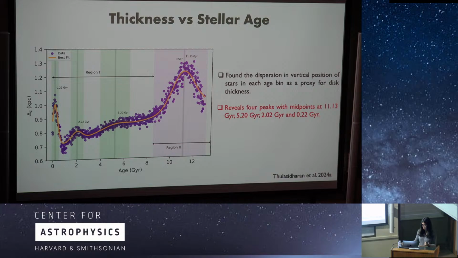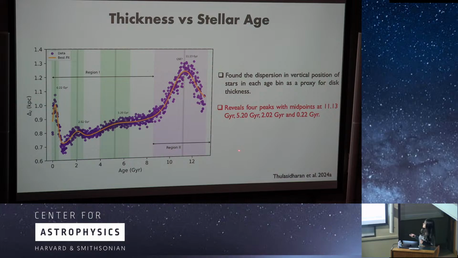And once we have the sample ready, we divide the ages into bins, and for each age bin, we calculate the vertical dispersion of position of the stars as a proxy for disk thickness, and we call this diagnostic delta C. So this is the age delta C relation that we found with the stars in our sample.